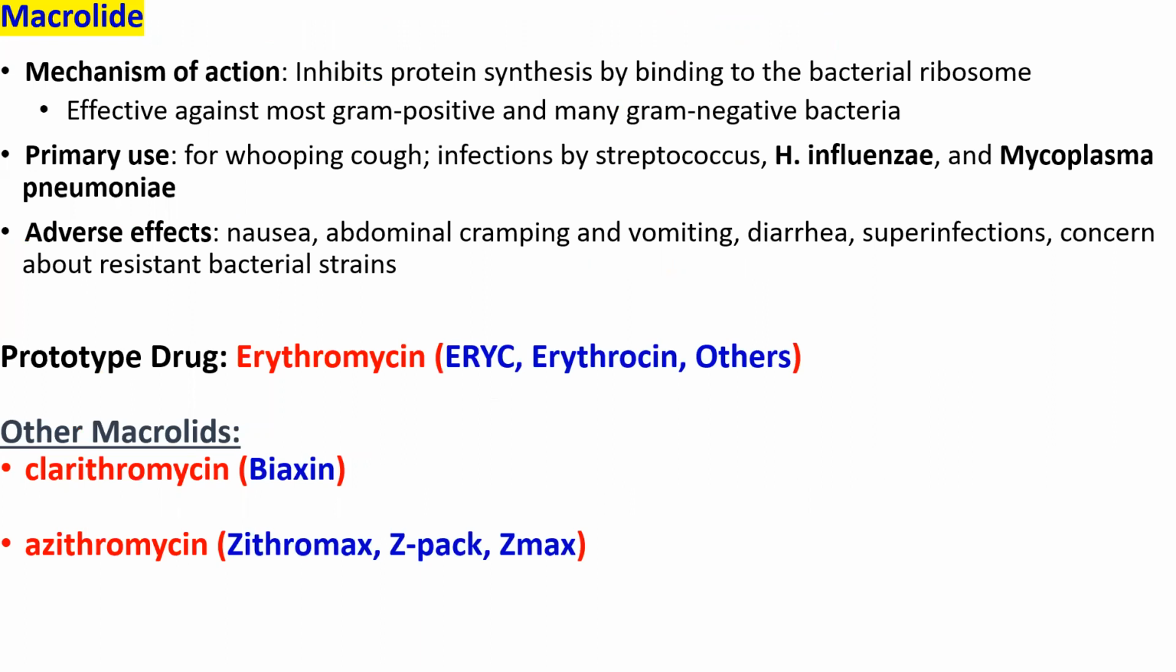Macrolides. Macrolides inhibit protein synthesis by binding to the bacterial ribosome, and are effective against most gram-positive and many gram-negative bacteria. They're effective against infections caused by the streptococcus bacteria, H. influenzae, and Mycoplasma pneumoniae.